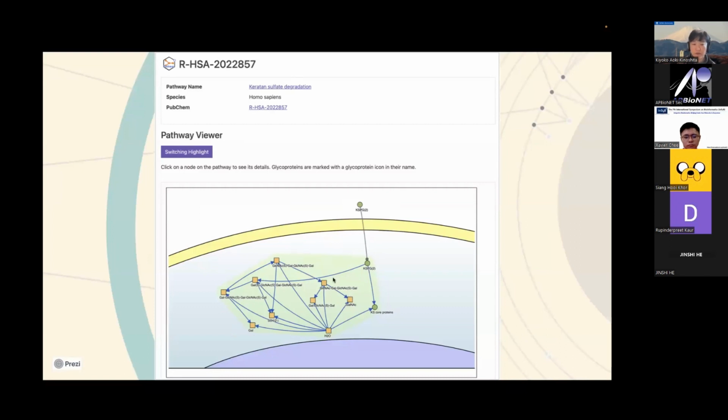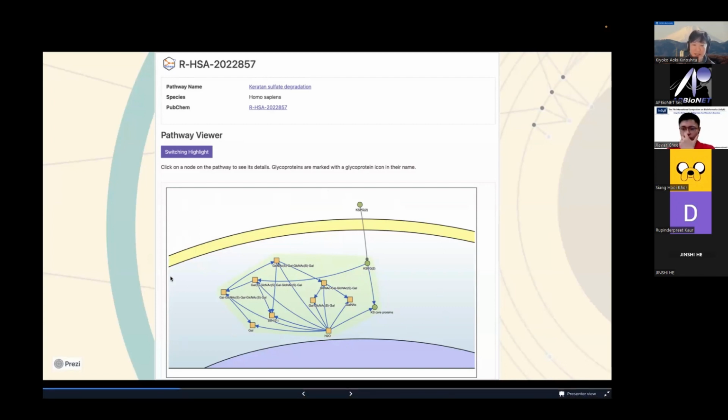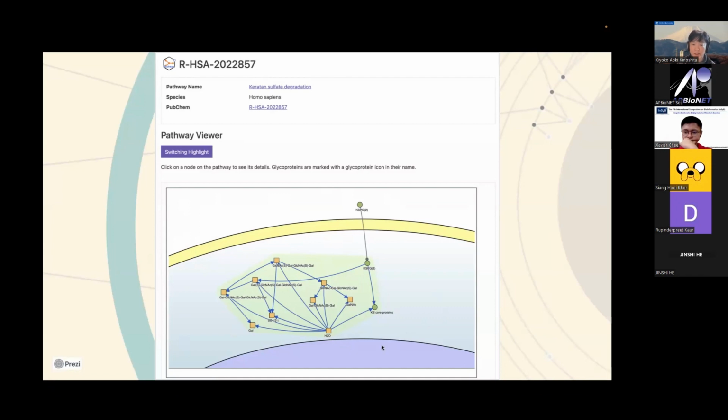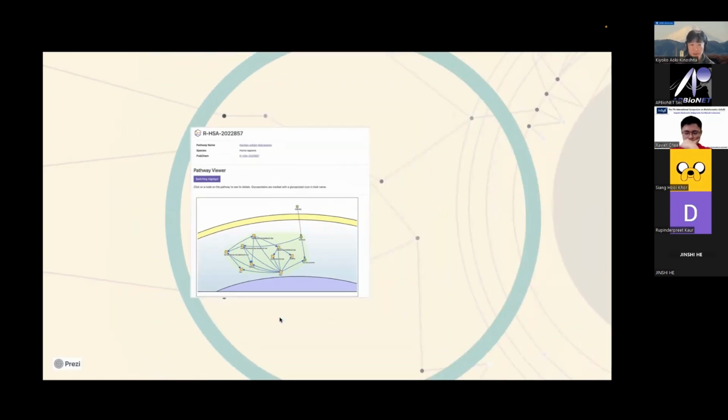The network information is in RDF, in the linked data format. But what we do is take that and place it on this JavaScript-based tool, which has the cellular membrane, the nucleus, and the cytoplasm, and then we just place the network within the appropriate locations. This green area means that this is in the lysosome inside the cell. So this is a degradation pathway. Keratan sulfate proteins get internalized into the cell and then degraded in the lysosome, and these are different enzymes that work on it. But you can click on these different nodes in the pathway.